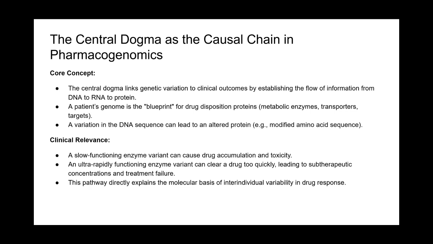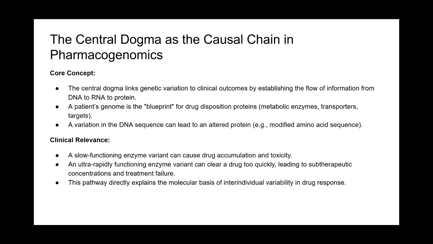The flow of genetic information from deoxyribonucleic acid, DNA, to ribonucleic acid, RNA, to protein is the core process that determines cellular function. In pharmacogenomics, this pathway is the direct causal chain linking genetic variation to clinical outcomes. A patient's genome acts as the blueprint for all proteins, including those essential for drug metabolism and action, such as metabolic enzymes, drug transporters, and drug targets.